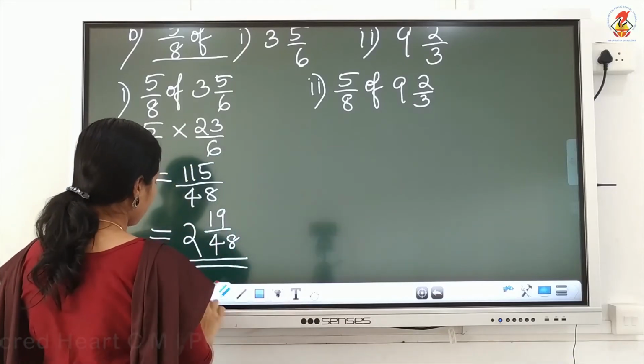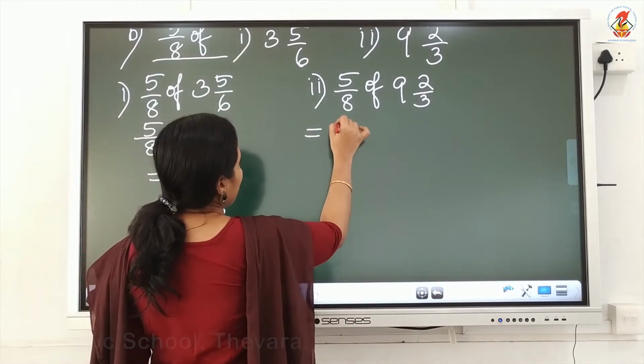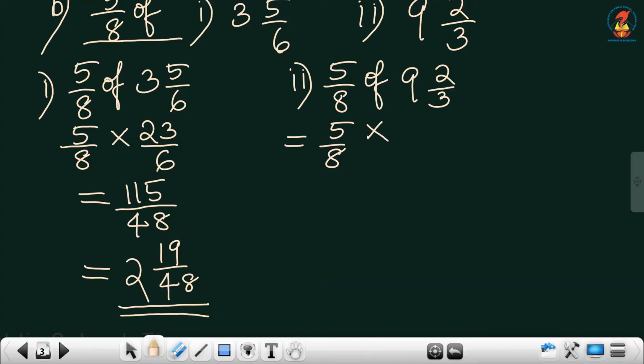Now do the second part. Like the same way, 5 by 8 of means what? Multiplication. 9 2 by 3.